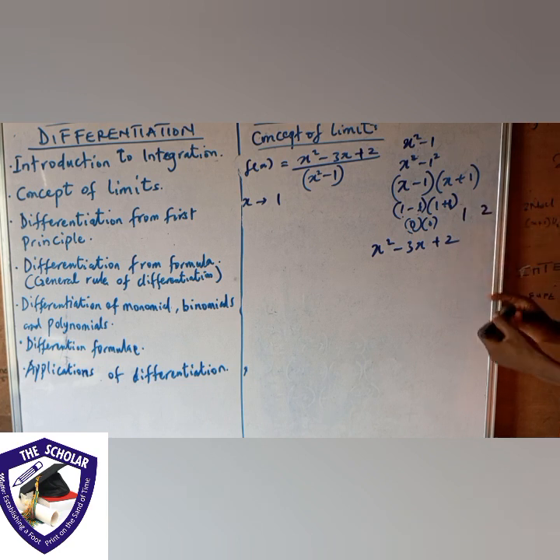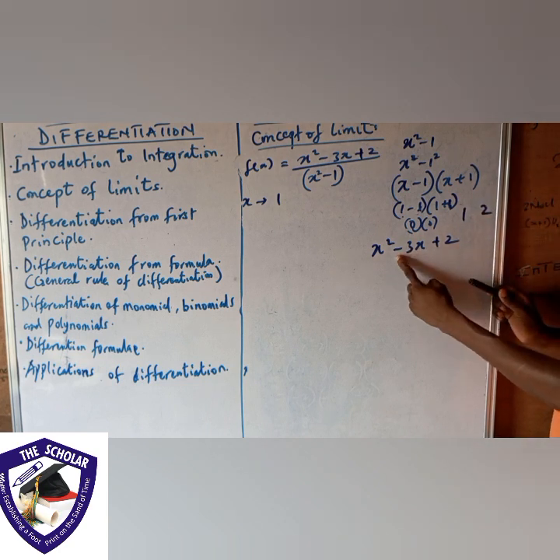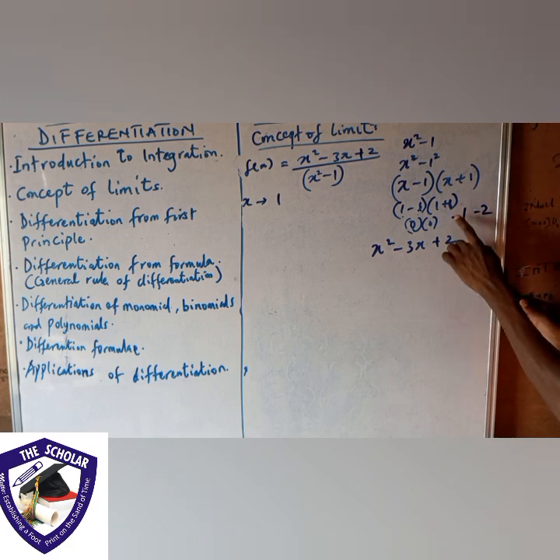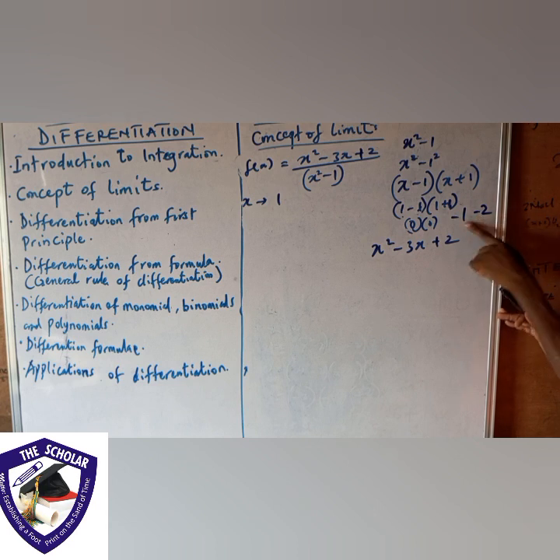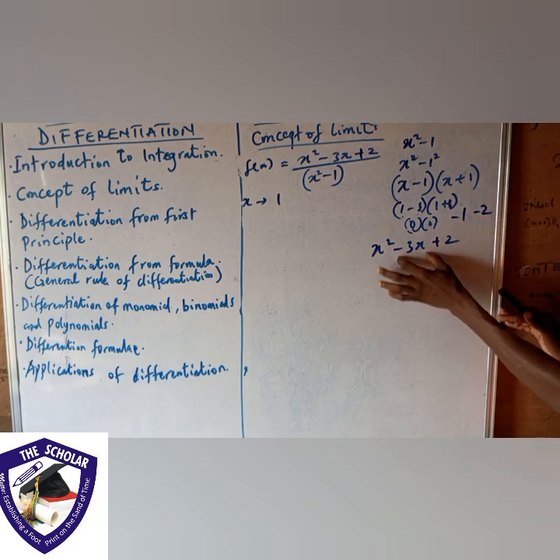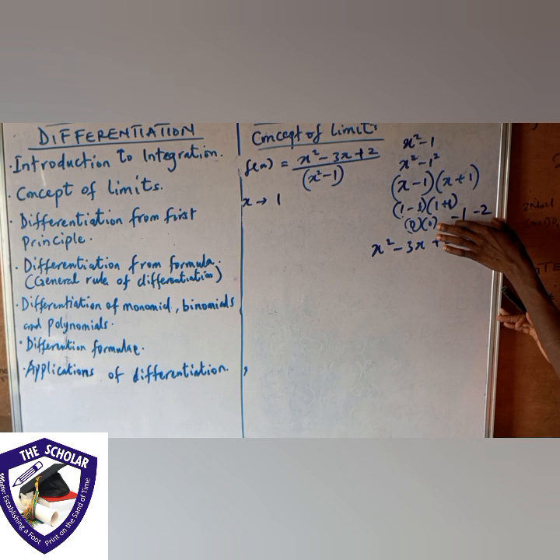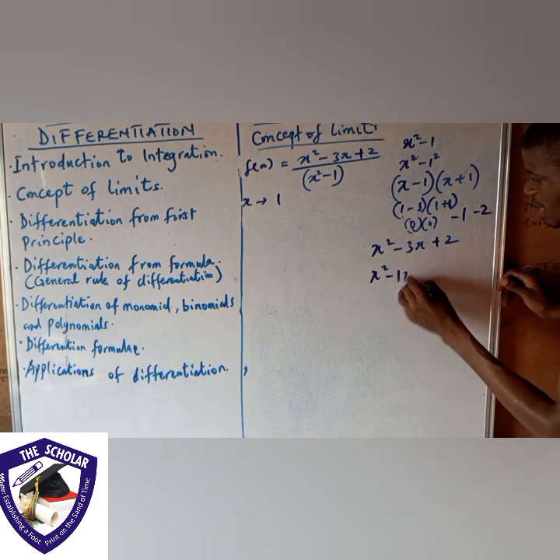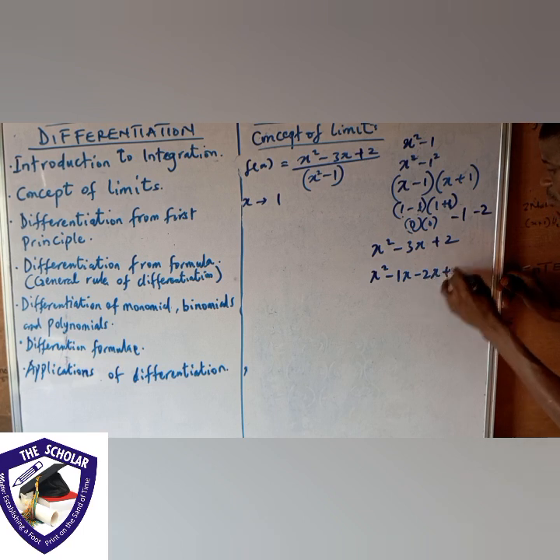1 and 2. Now, since the sign that we have at the middle here is negative, the two numbers will carry negative sign. So that minus 1 minus 2 will give minus 3. Minus times minus will give us plus. 1 times 2 will give us what? Plus 2. So I will replace this minus 3 with what? Minus 1 and minus 2. So that means I have x squared minus 1x minus 2x plus 2.